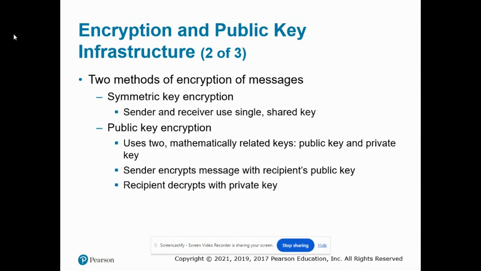To send and receive messages, communicators first create separate pairs of private and public keys. The public key is kept in a directory, and the private key must be kept secret. The sender encrypts a message with the recipient's public key. On receiving the message, the recipient uses his or her private key to decrypt it.